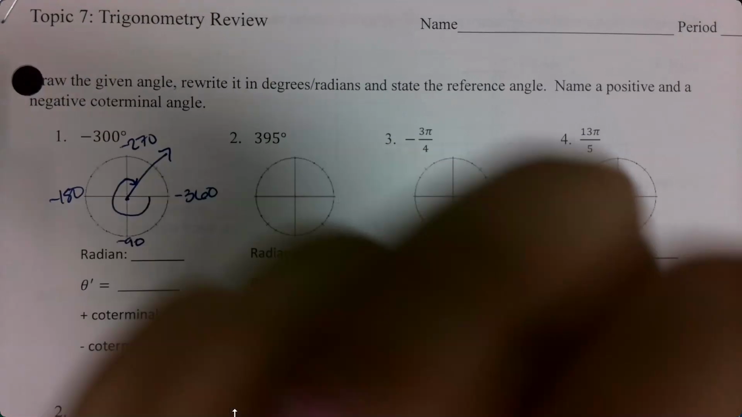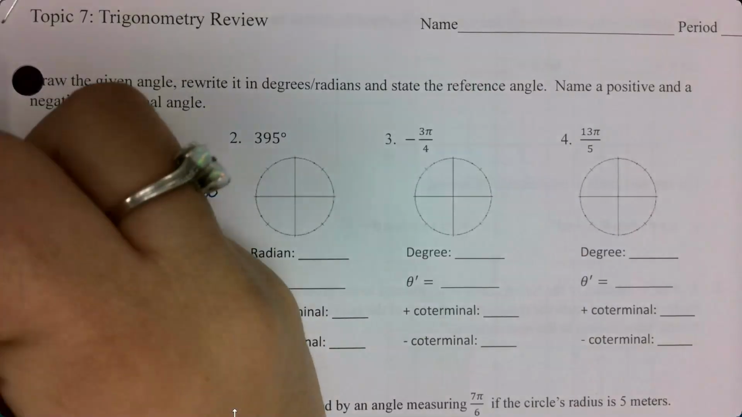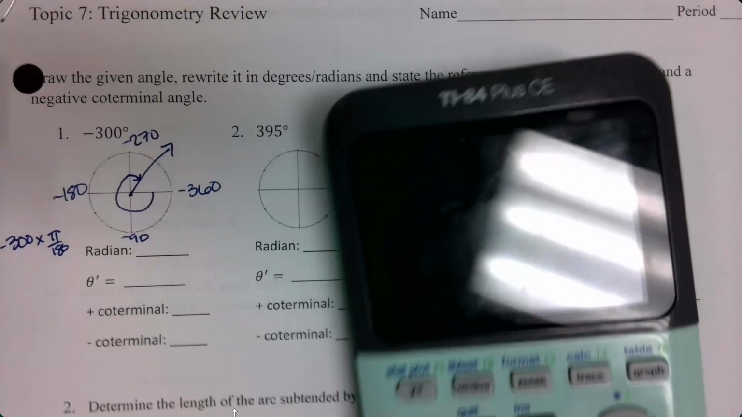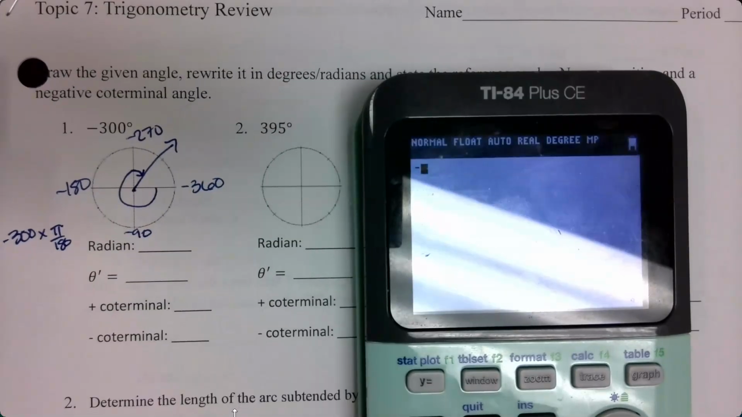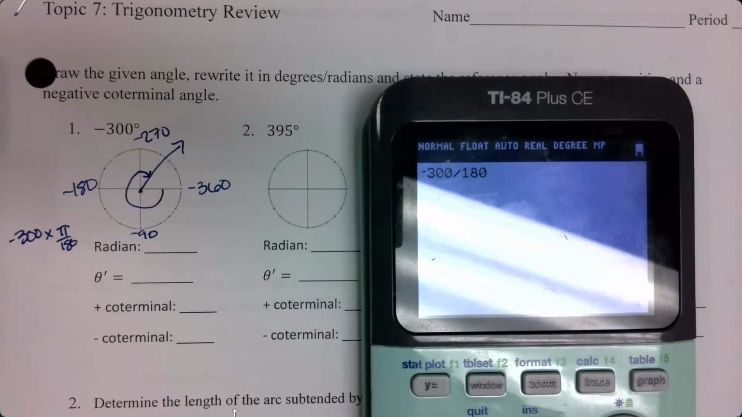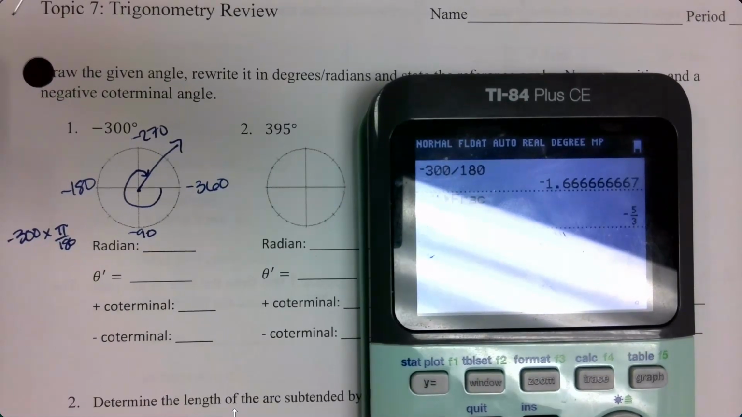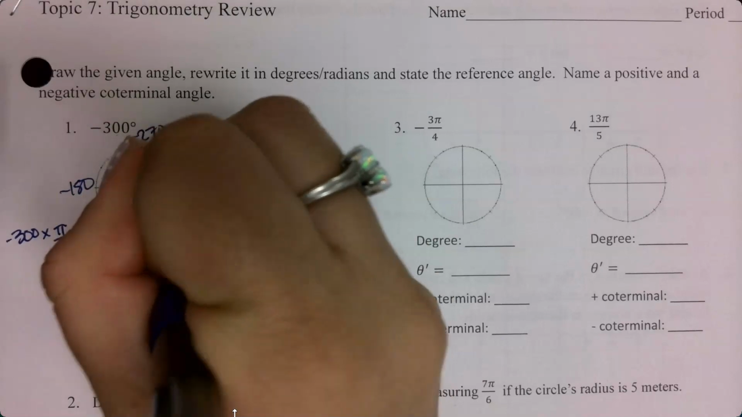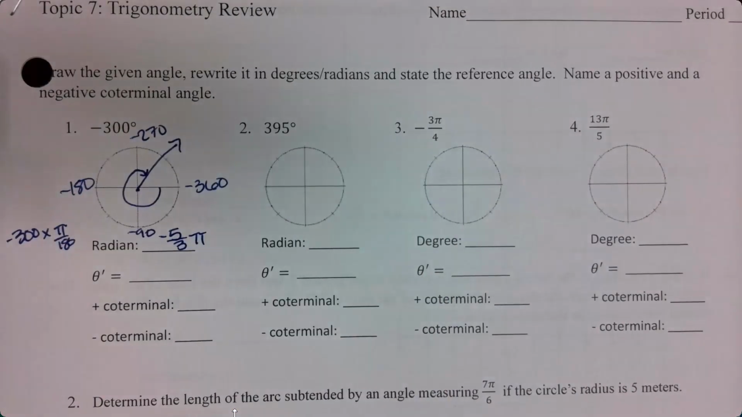To turn this into radians, I want to do negative 300 times pi over 180. So when I go to type this in my calculator, I want to do negative 300 divided by 180. I ignore the pi for now. And then I go math, fraction, enter. So that gives me negative 5/3. And then I add the pi back in when I have my answer.